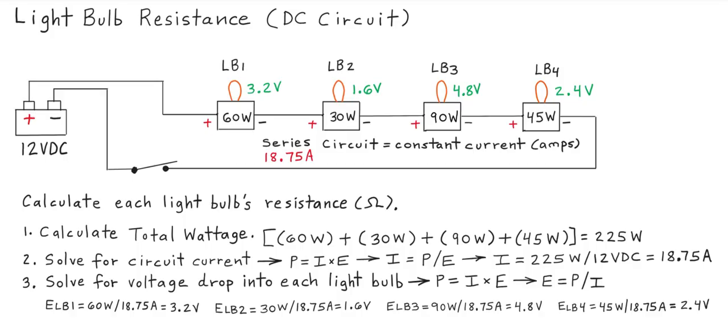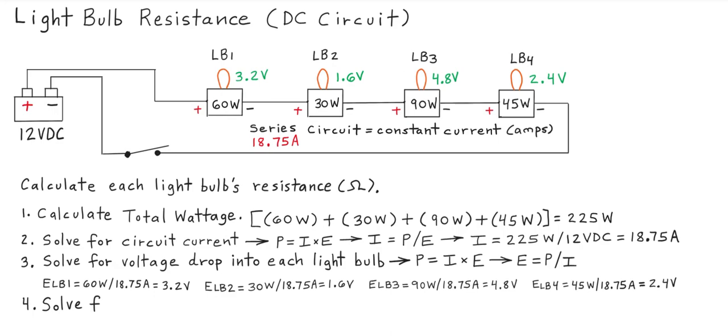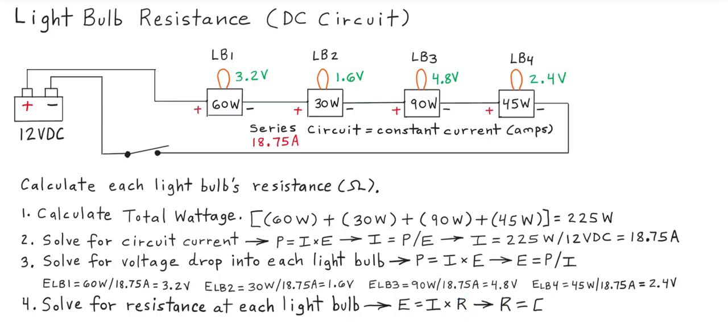So then the next step is to solve for resistance at each light bulb. So we can use Ohm's law solving for voltage in DC circuit. So that's the voltage is equal to current times resistance. So voltage in DC circuits is current in amps I times resistance in ohms R. So this time we will solve for resistance instead from Ohm's law. So this is the voltage divided into the current.